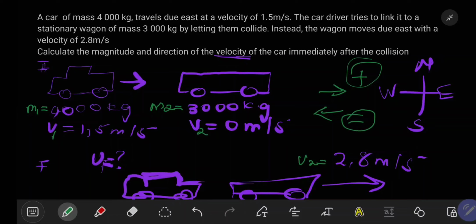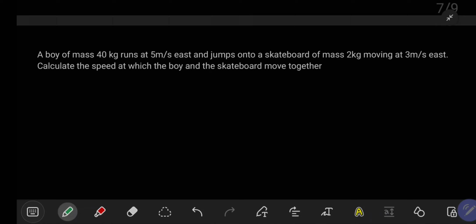All right, so without any waste of time, I think we can look at the second question. Here's our second question. It says a boy of mass 40 kg runs at 5 meters per second east, jumping onto a skateboard of mass 2 kg moving at 3 meters per second east. They want you to calculate the speed at which the boy and the skateboard are moving together.